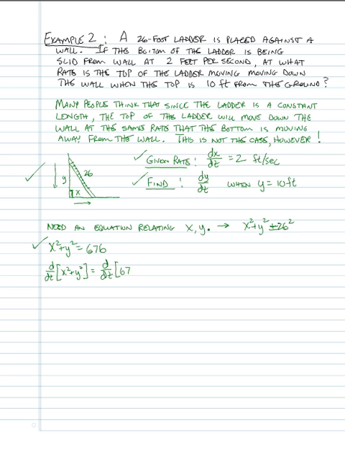Sorry it took me so long to spit that out. Well, on the left side, the derivative of x squared with respect to t will be 2x times the derivative of x with respect to t. And the derivative of y squared with respect to t will be 2 times y times the derivative of y with respect to t. And of course, the derivative of a constant with respect to any variable is always 0. Okay, so there's the information we are given now.